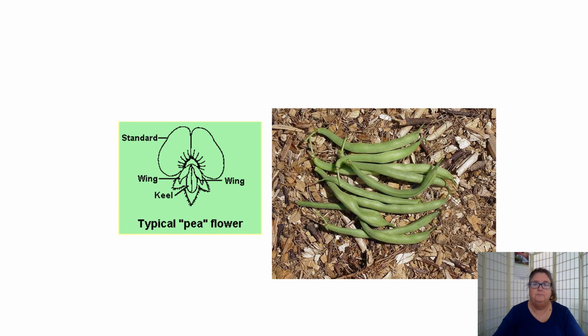So here we see some green beans. These are just regular green beans or string beans, and you can sort of make out the seam on one side, but I think y'all are all familiar with string beans. And then there is the pea flower, right? So it looks similar to a bean flower or to a sweet pea flower.